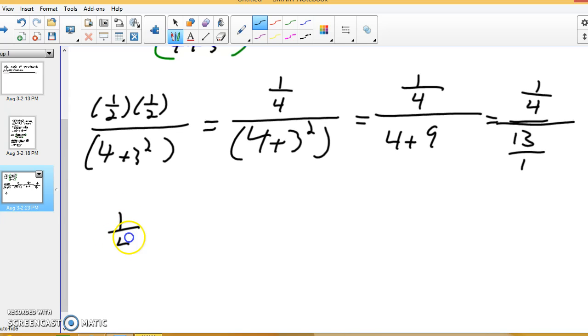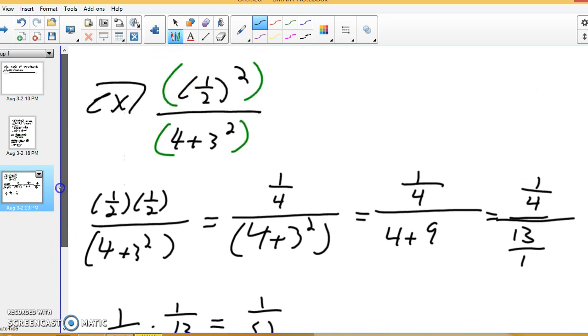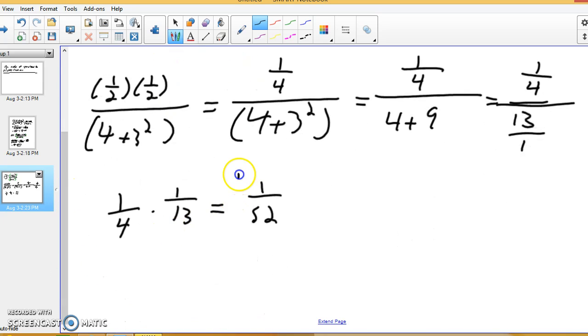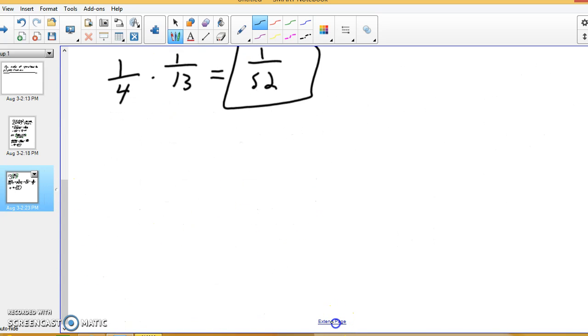How do we do that? Oh, well, since it's a fraction divided by a fraction, we just simply multiply the numerator by the reciprocal of the denominator. Well, that is 1 over 4 times 13, and 4 times 13 is 52. So this expression right here is equal to 1 over 52.